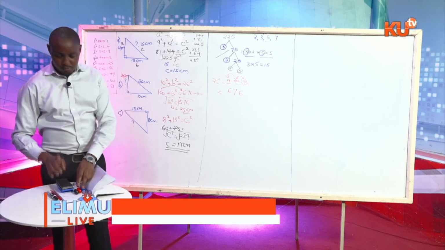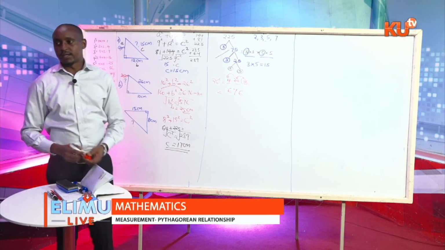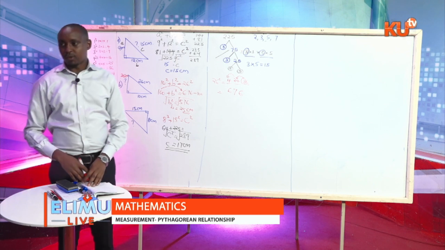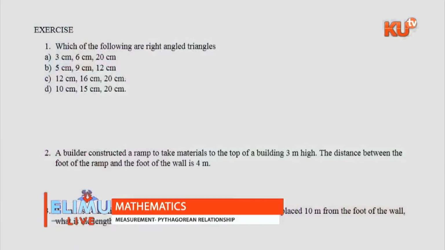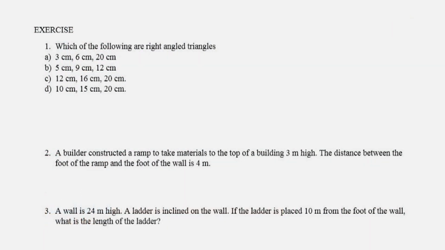Then I'll go back to our exercise and check. I would like for us to write the questions. We have question 2 and question 3. I'll do one, and then you'll be left to do the other one. Let me do question 2.